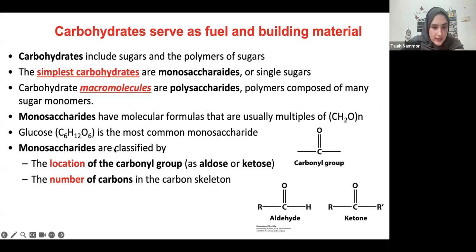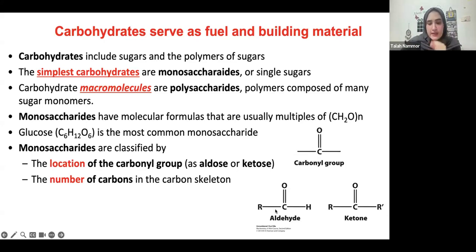So monosaccharides are classified by the location of the carbonyl group. We have something called aldose and something called ketose. What's the difference between aldose and ketose? Let me show you. Can you see this? This is an aldehyde, or an aldose, and this is a ketose, or a ketone. The difference is this carbonyl group. Do you see the carbonyl group here? The carbonyl group is basically a C bonded to an O.